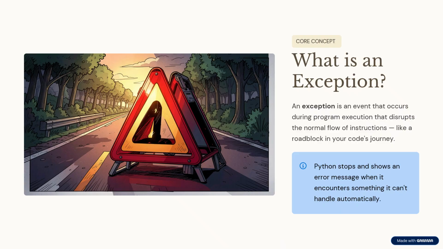On the next slide, what is an exception? An exception is an error that happens while the program is running. It interrupts the normal flow of the program. For example, dividing a number by zero, entering the wrong input, or accessing a file that does not exist. When Python finds such errors, it stops the program and displays an error message. So, exception handling is used to control these situations properly.